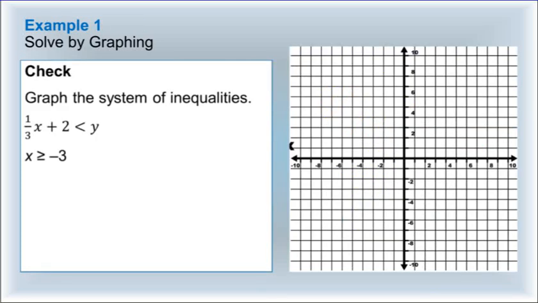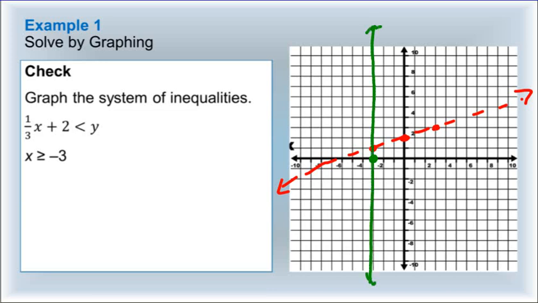Next one, graph this system. Here I read it as y is greater than 1/3 x plus 2. So I put a point at 2 on the y-axis, slope of 1/3, so up 1 to the right 3, or I can go down 1 to the left 3. It doesn't have the equal to sign, so this is a dashed line. And the other one, x is greater than or equal to -3. So I go to -3 on the x-axis. It's a vertical line. It's a solid line because it can equal that.